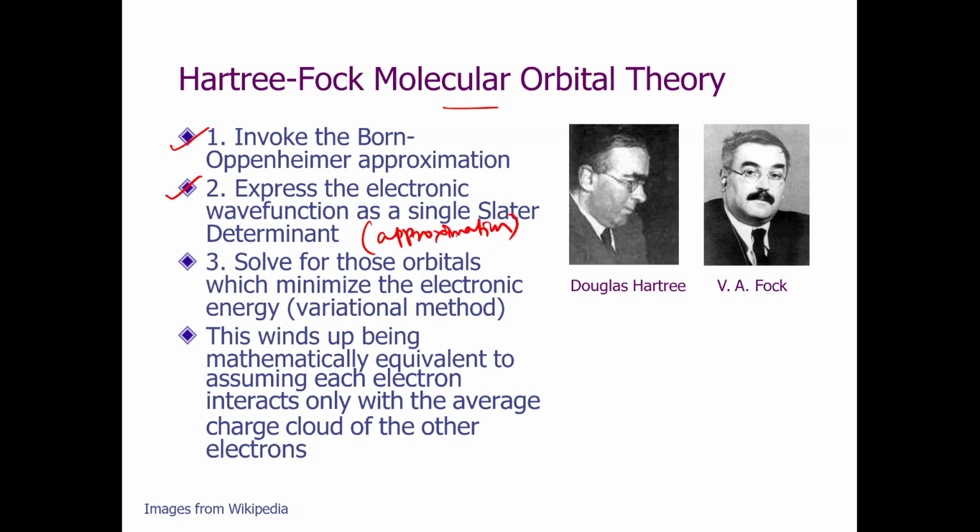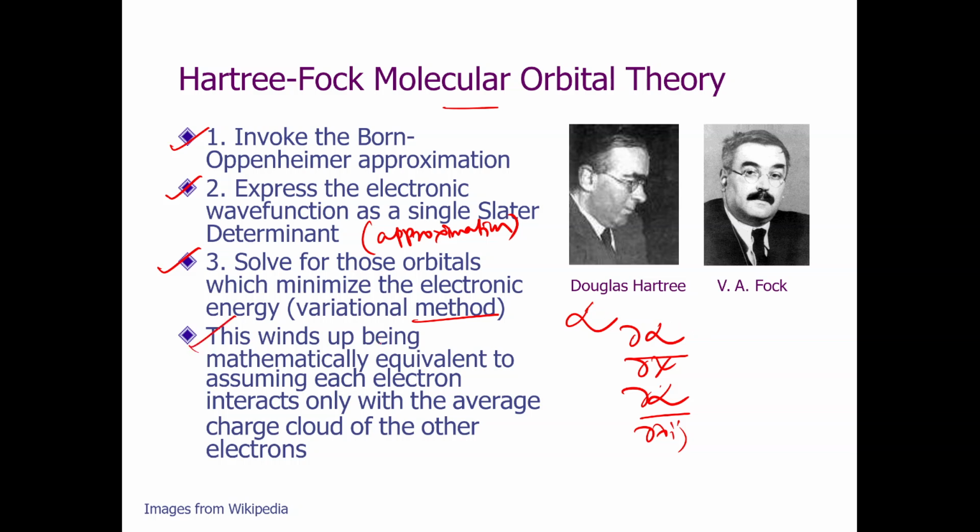So we are saying that the electronic wave function is a single Slater determinant, which is an approximation. Now we solve for those orbitals which minimize the electronic energy by the variation principle. We have defined the Lagrangian, and we solve dL with respect to chi, as well as dL with respect to the Lagrangian parameter, and we actually get the lowest energy solution.